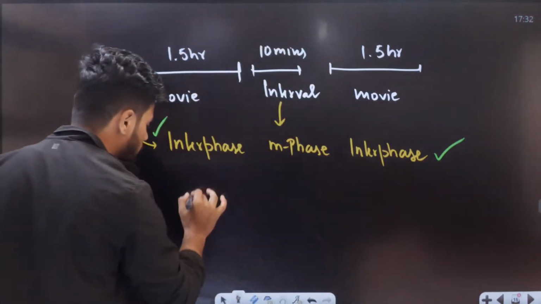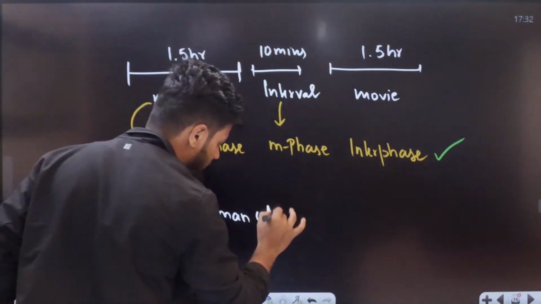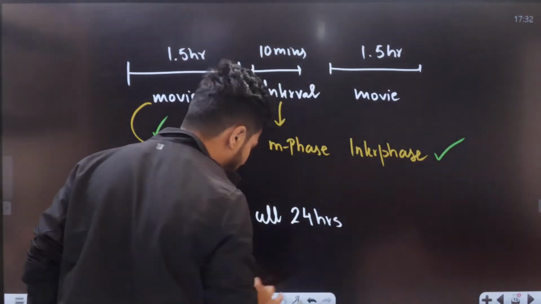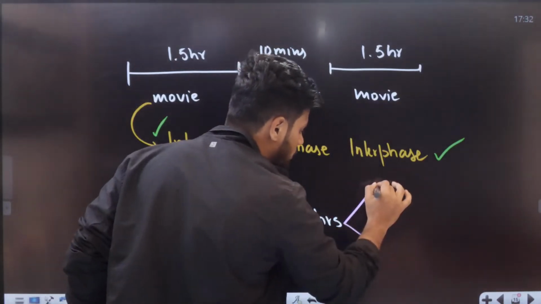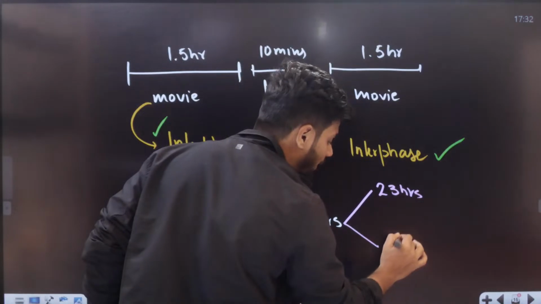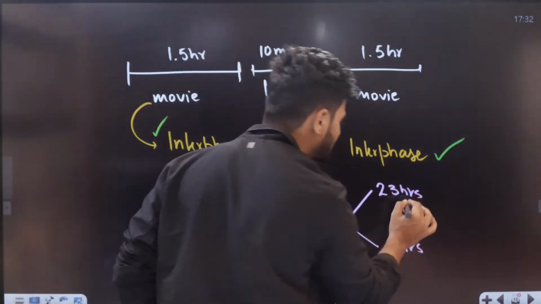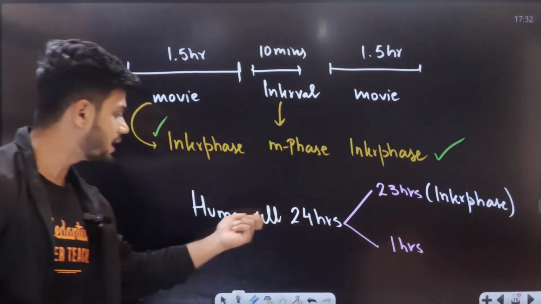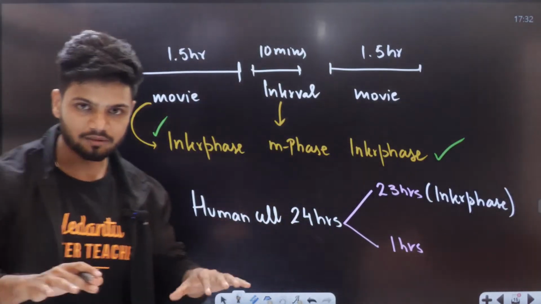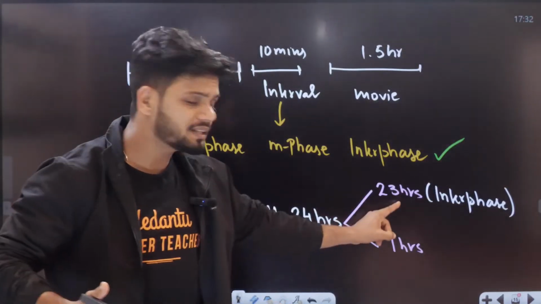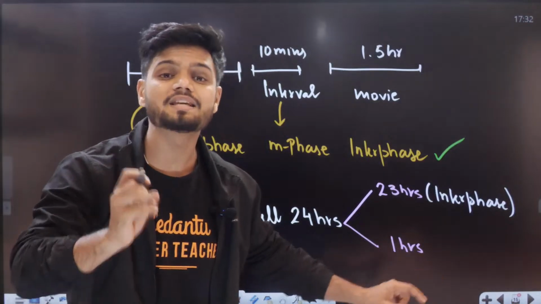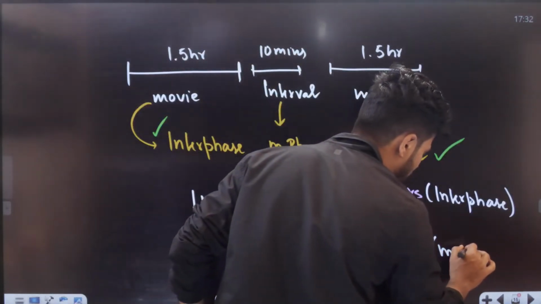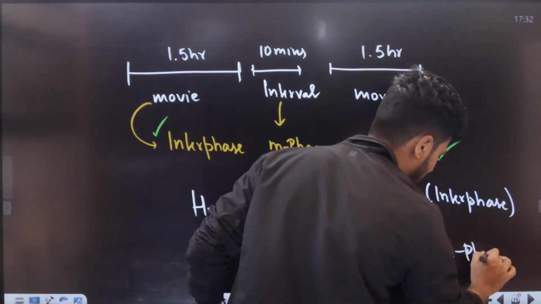And in the case of a human cell, these 24 hours are divided into 23 hours and 1 hour. This 23 hours is the interphase. So in the entire 24 hour cell cycle, 23 hours is in interphase, also called the resting phase. And this 1 hour is the M phase.